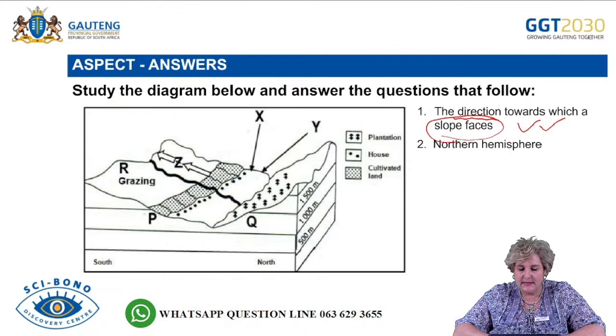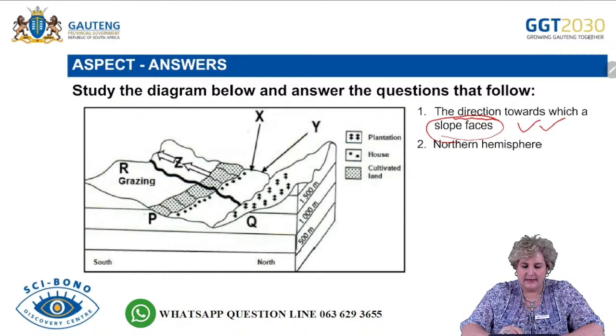Which hemisphere is this? Northern hemisphere. How do I know this? It is my sun's rays are from north. Yeah, sorry, boys and girls, that one is wrong. It must be southern hemisphere. Definitely southern hemisphere.